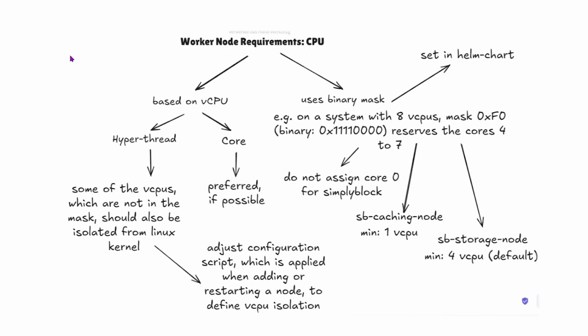The second resource which requires attention is the CPU. A particular CPU mask is assigned to the caching node or storage node. This mask, which is set as a parameter in the Helm chart, contains the particular CPU cores or vCPUs which are used by the caching nodes and storage nodes. While caching nodes can operate with a single vCPU, storage nodes require a minimum of 4 vCPUs.